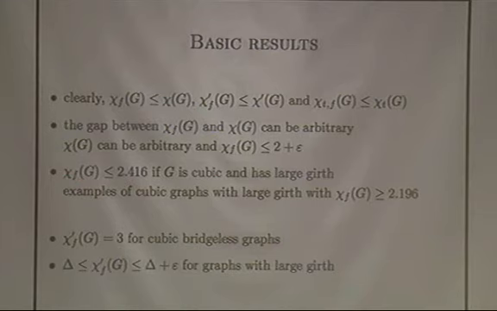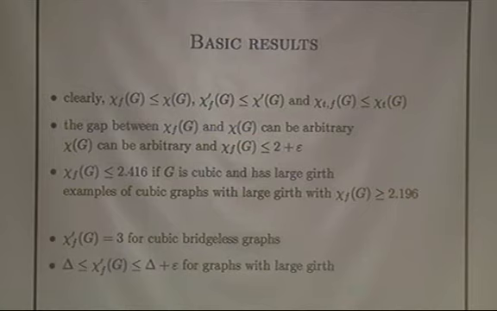On the other hand, it's also known that as the girth grows, the fractional chromatic number does not approach 2. And there's a construction of graphs which are cubic, have large girth, and where the fractional chromatic number is at least 2.196.